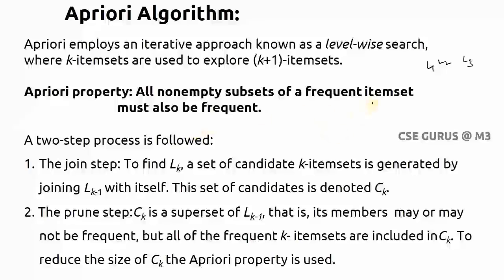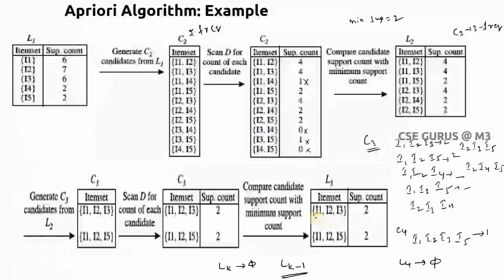So what is the meaning of this? All non-empty subsets of a frequent item set. What are the frequent item sets we are getting here? I1, I2, I3 is one frequent item set. One more is I1, I2, I5. So if I say I1, I2, I3 is a frequent item set, all its non-empty subsets must also be frequent. What are the non-empty subsets? I1, I2; I1, I3; I2, I3; and also I1 separately, I2 separately, I3 separately. So all these must be frequent.